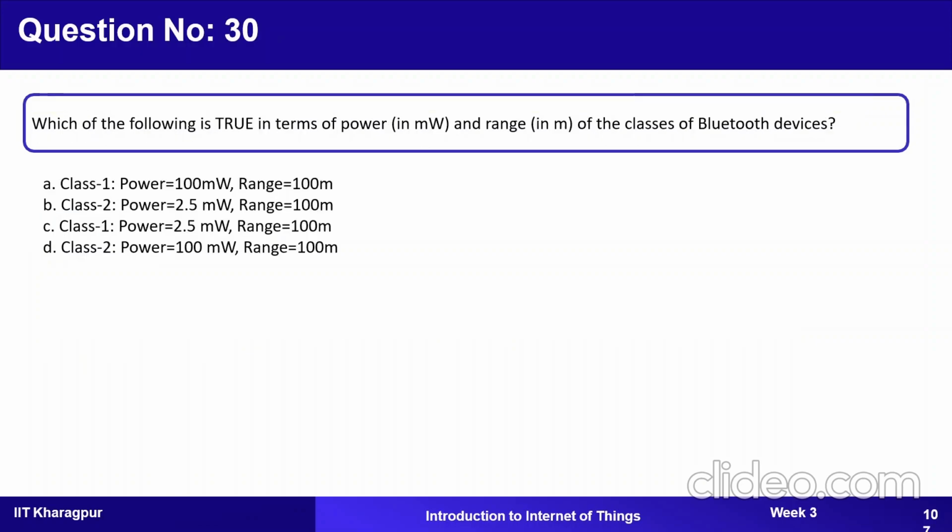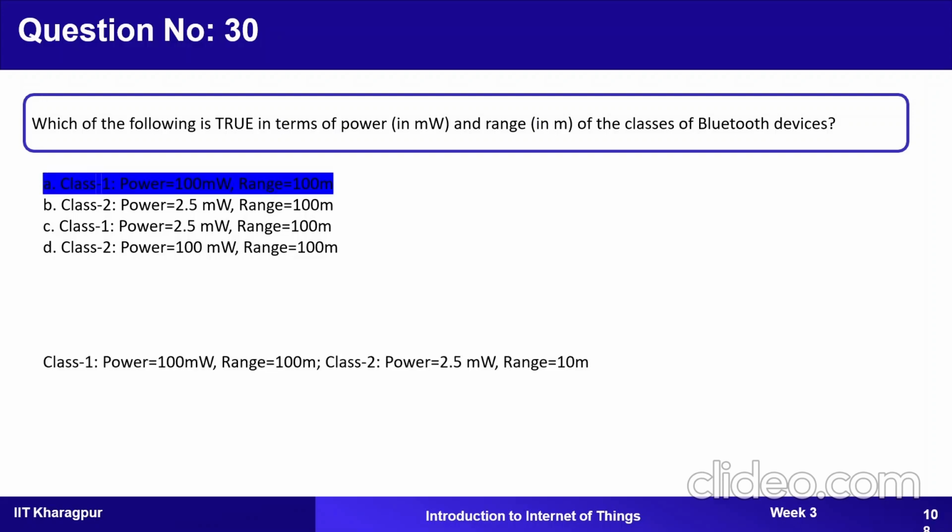Next question is, which of the following is true in terms of power and range of classes of Bluetooth devices? Options are: class 1 power 100 milliwatt and range 100 meter; class 2 power 2.5 milliwatt and range 100 meter; class 1 power 2.5 milliwatt, range 100 meter; class 2 power 100 milliwatt and range 100 meter. So the correct option for this question is A, that is for class 1 the power should be 100 milliwatt and range should be 100 meter. So these were the questions of your week 3.